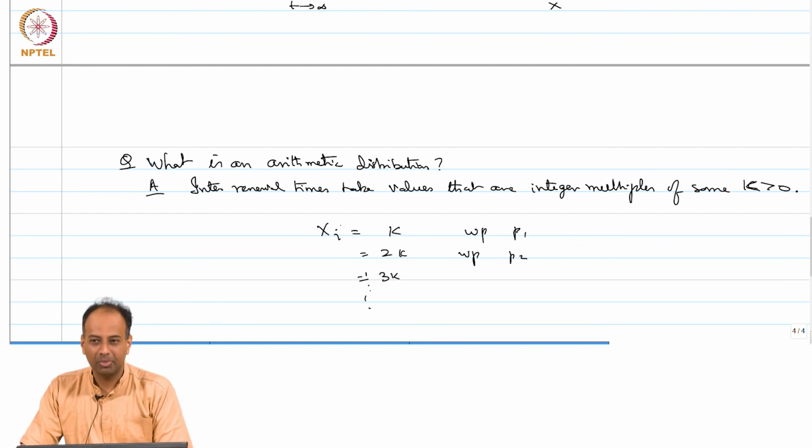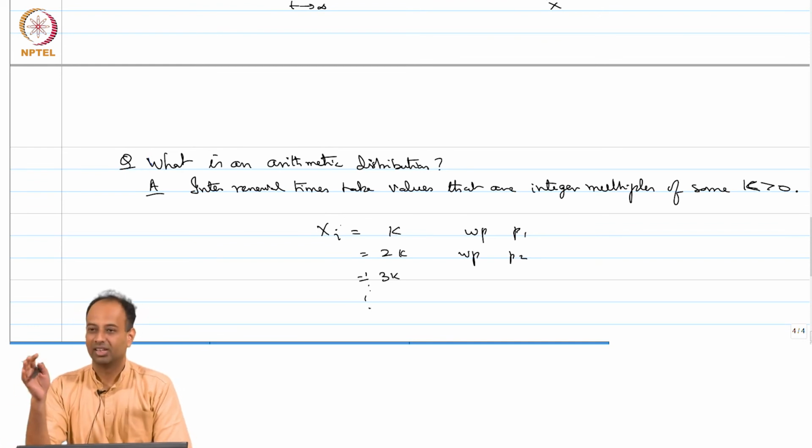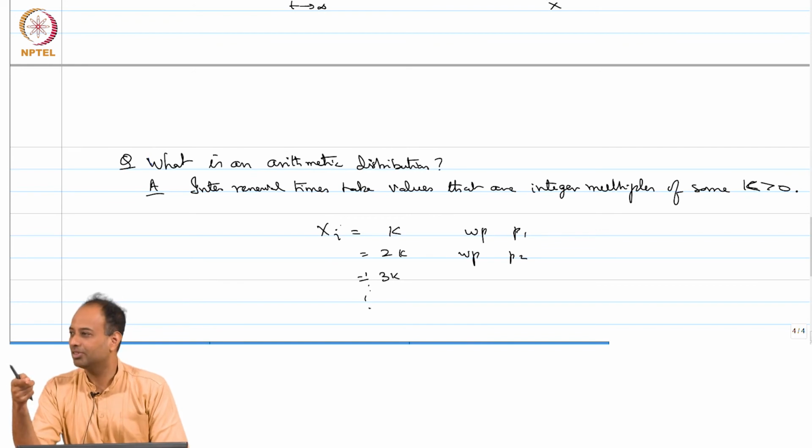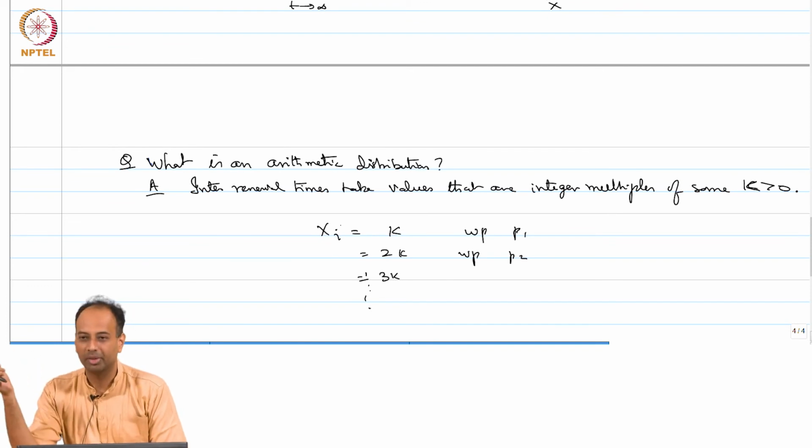Please keep in mind that an arithmetic distribution is not the same as a discrete distribution. A discrete distribution does not take only integer multiples of a particular kappa, right. So, if I take X_i equal to 1 with probability p and root 2 with probability 1 minus p, is that an arithmetic distribution? Not at all.